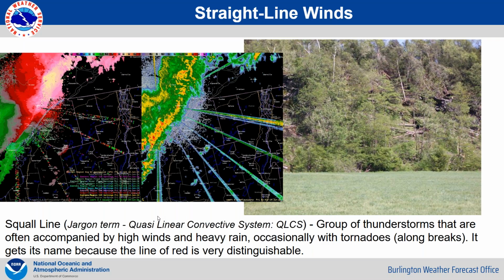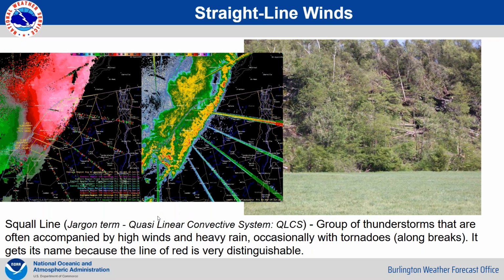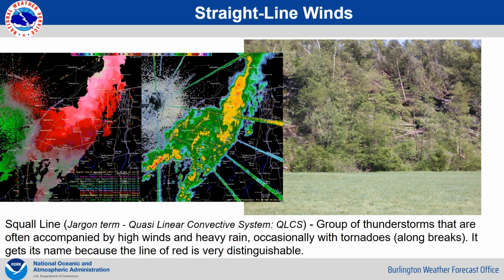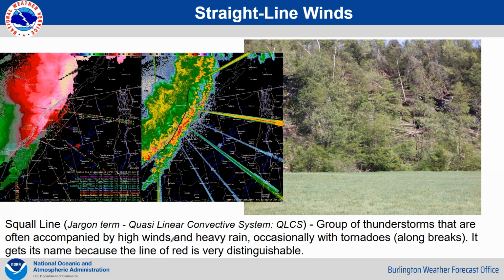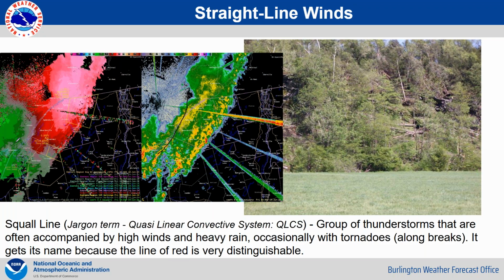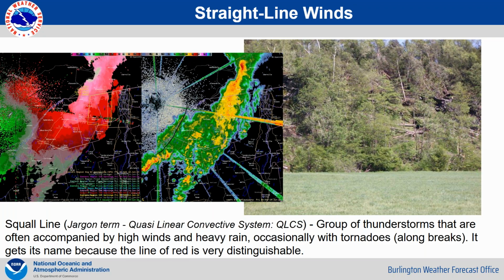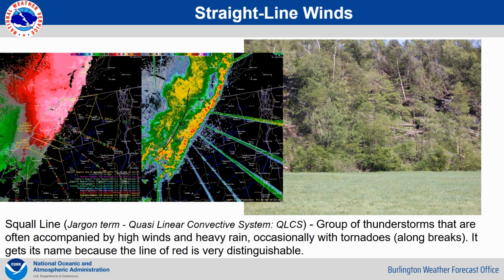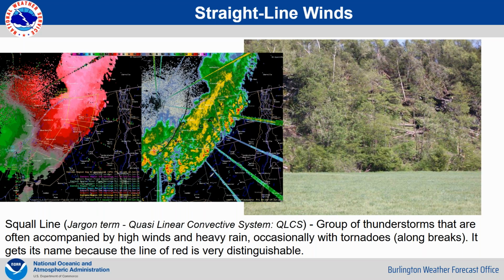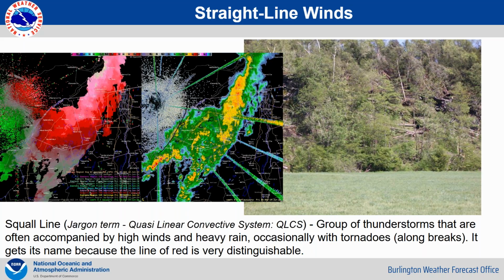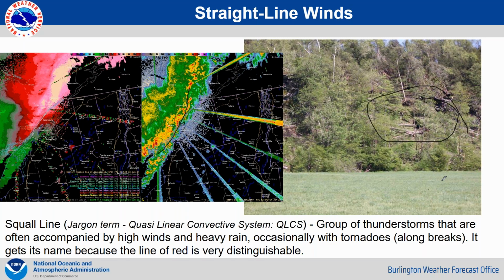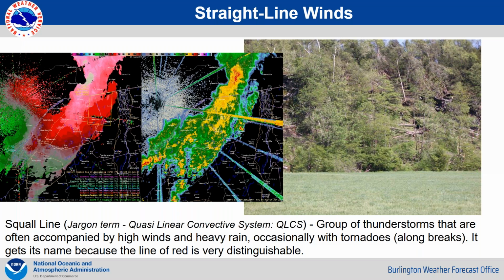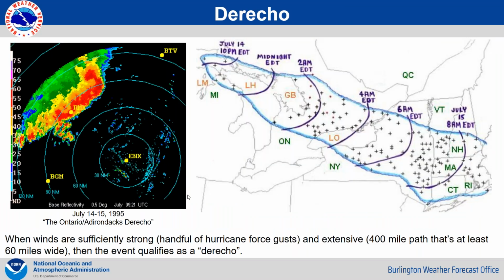And it gets its fancy jargon term, the quasi-linear convective system, by the fact that on radar, it looks like a line. So that is the squall line, and these produce wind damage kind of usually in bits and pieces as the line moves through. And if it's more significant, it'll do things like this, where several trees in a long area extended along that line are knocked over.